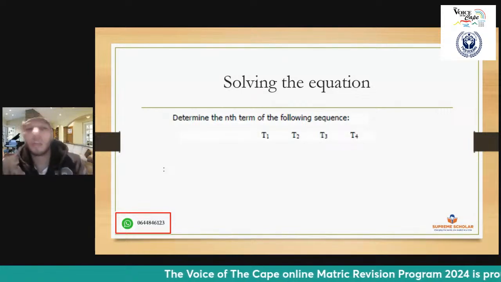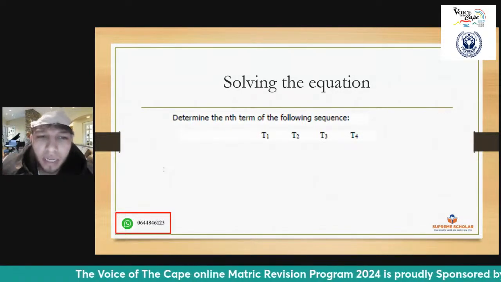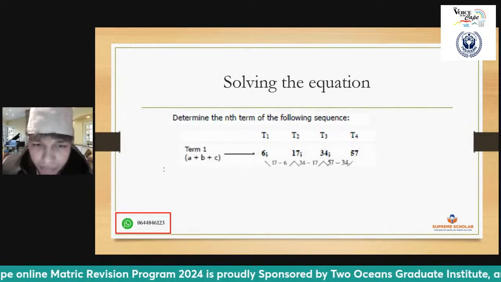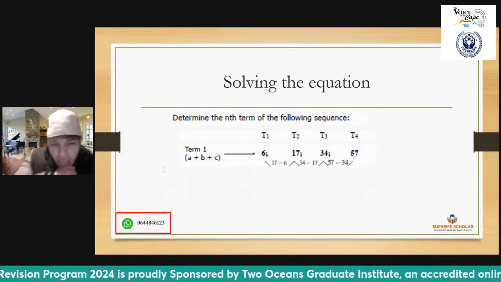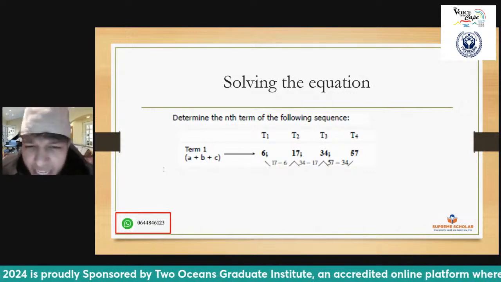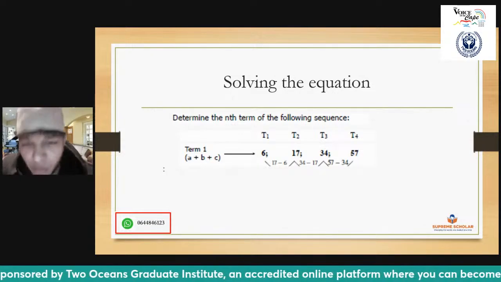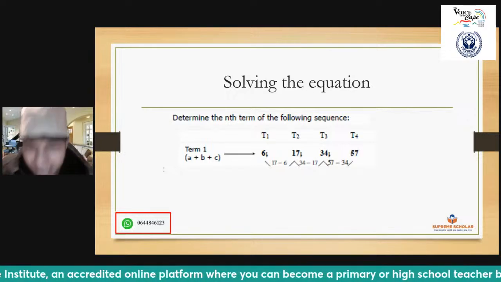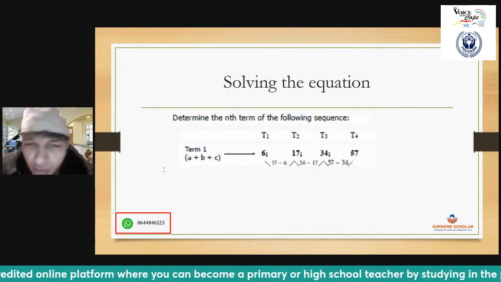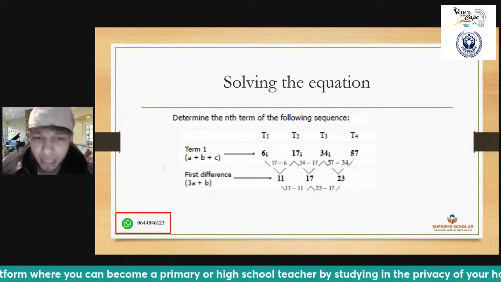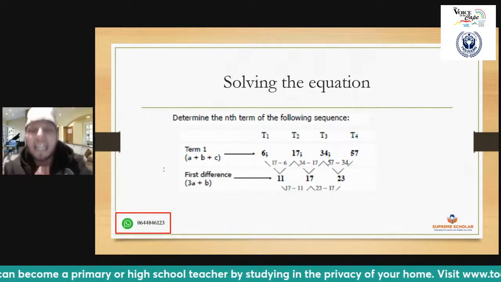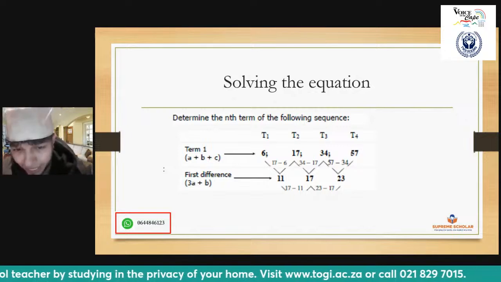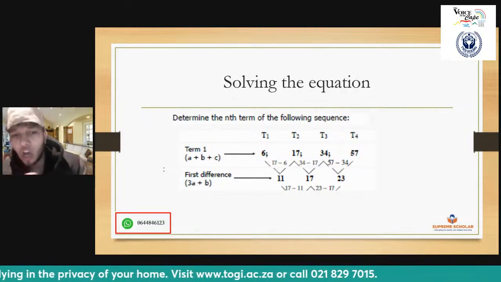Bismillah ar-Rahman ar-Rahim. Here we determine the nth term, meaning the general term, of the following sequence. As we can see, here's term 1, term 2, term 3, and term 4. So we have 6, 17, 34, and 57. What I did was subtract 6 from 17, 17 from 34, and 34 from 57. There I get my first difference. Can you see my first differences are different?